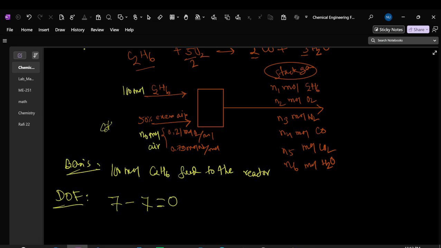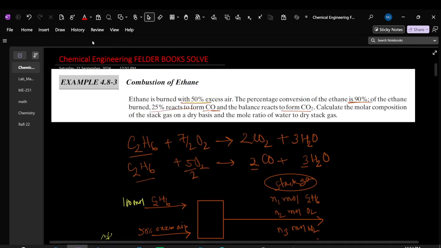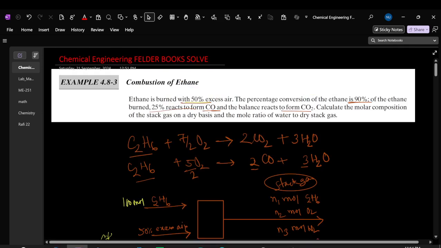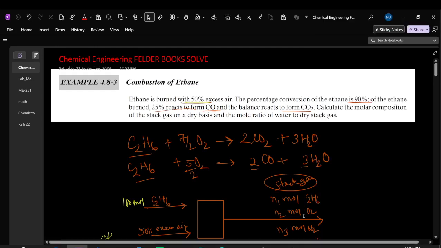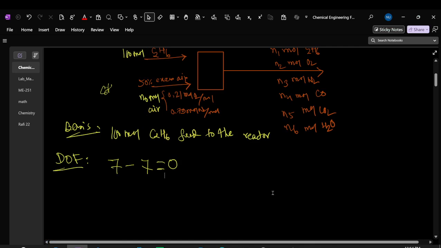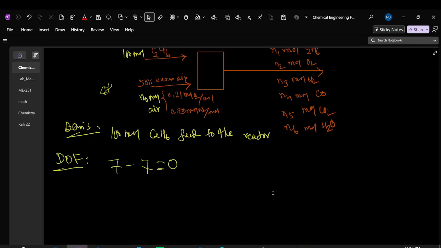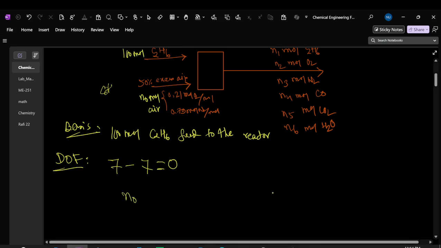So first consider the extra information. Here the given extra information is 50% excess air. In this sense, 50% excess air means we can first calculate the theoretical air, and then we can consider this excess air. By this we can also measure the input air rate, n naught. So first we should measure the theoretical n of oxygen by this reaction.